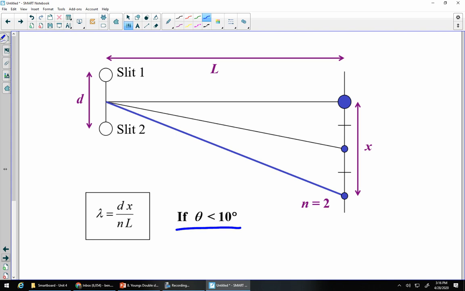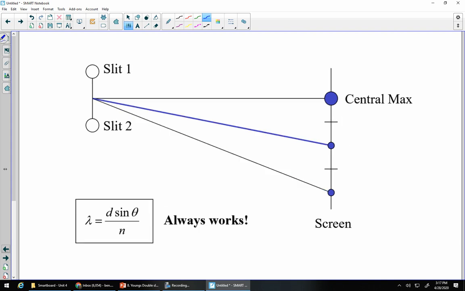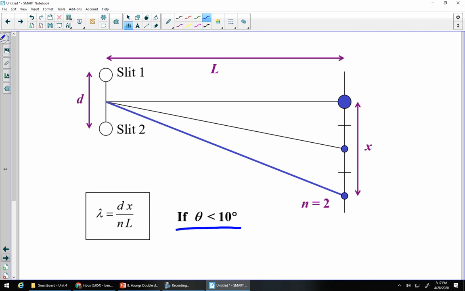That being said, you can usually just get away with using the other one. So I use this formula for pretty much everything. This one, kind of ignore. I need to teach it to you. You need to learn it, but you can probably ignore it for the most part. So wavelength is equal to xd over nL.